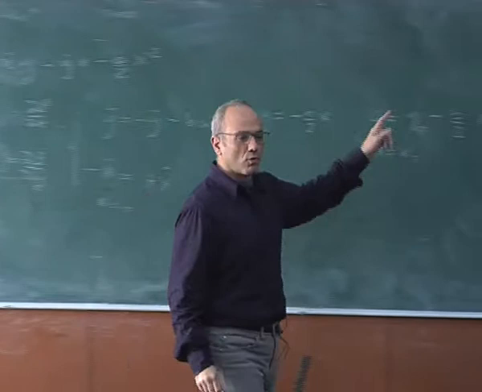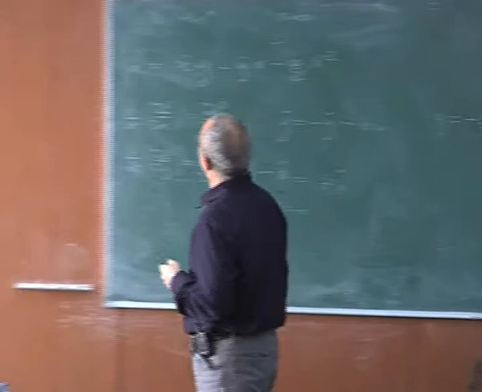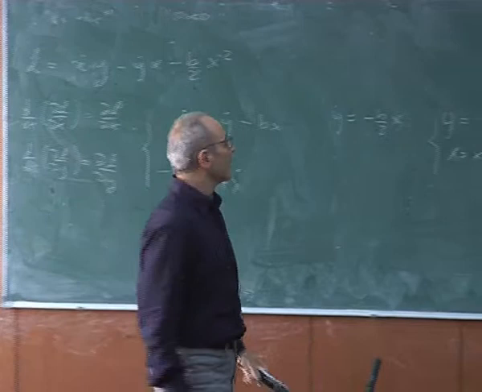Good. Now you notice that there are two initial conditions: x zero, y zero. That seems a good thing. Notice that, so now this is the starting point. And then I write my Lagrangian in this form.